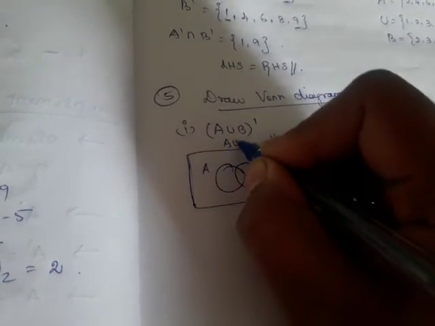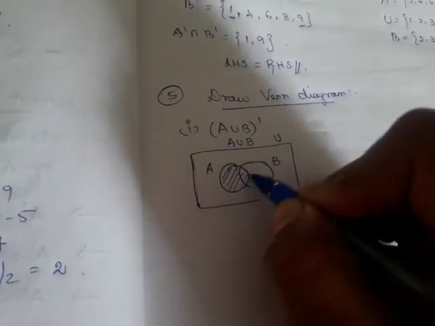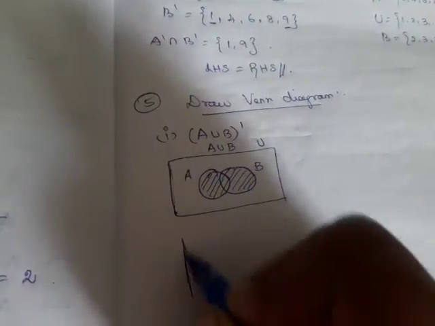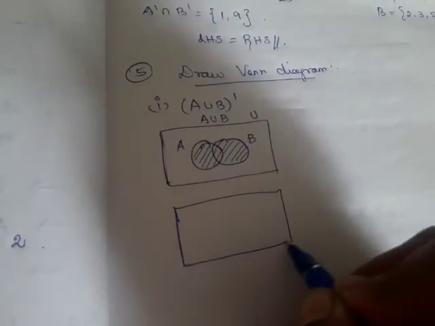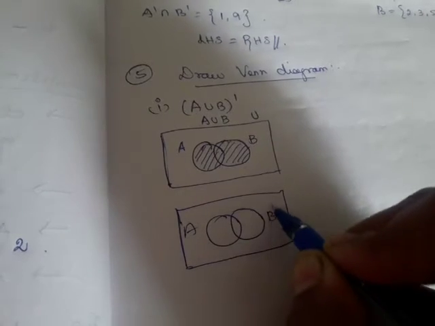Now we are going to draw A union B. What is A union B? The entire region of A and the entire region of B. This is your A union B. Then what will be A union B the whole dash? Again draw a rectangle, two circles A, B and this is your U.